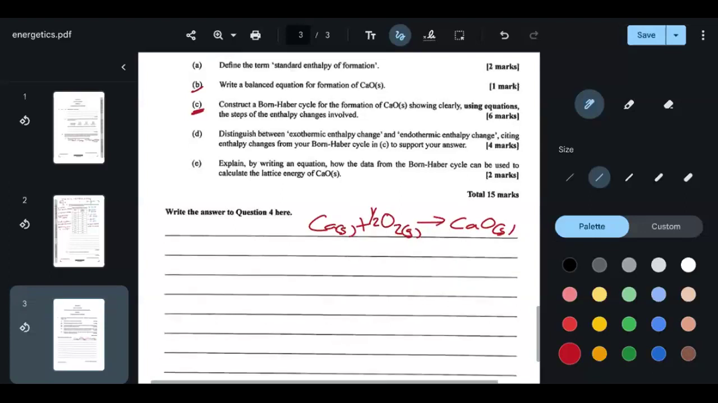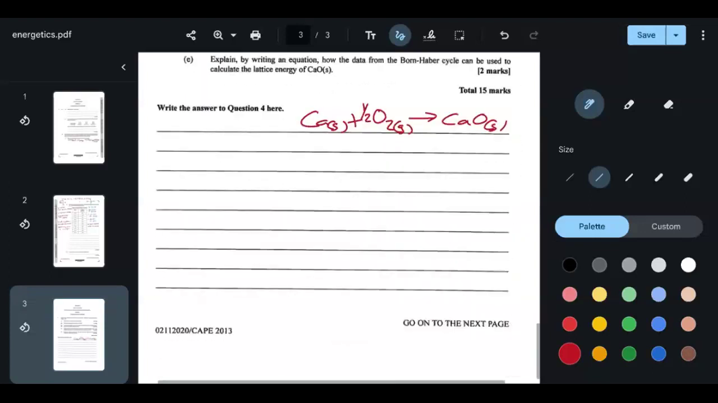All right, so with that said, let's go to the Born Haber cycle now. So we're going to form calcium oxide. So I'm going to have calcium solid plus half O2 gas. And then going up, I'm going to atomize calcium. So that would be Ca gas plus half O2 gas.